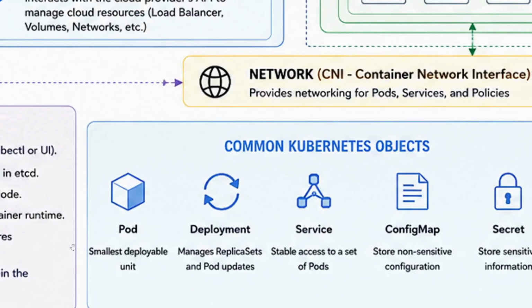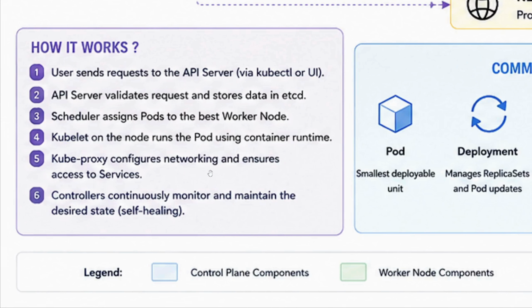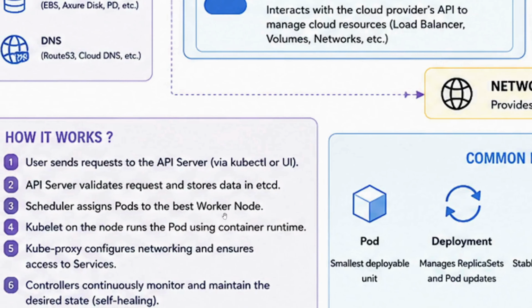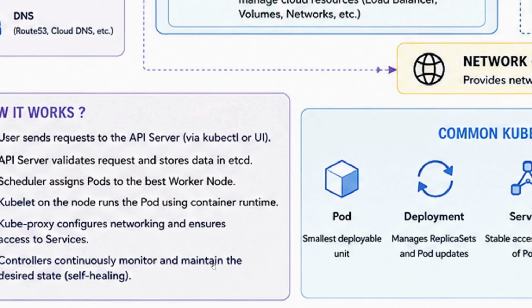So kubelet is basically running the pod in your worker node. It is making sure that the pod is running, and it also keeps checking the health of the pod and giving back the report about the pod. Kube-proxy configures networking and ensures access to services. You will understand about the services, etc., and the load balancing part in Kubernetes when we discuss Kubernetes services. And then controllers continuously monitor and maintain the desired state. So this is like self-healing. This is your controller part, the kube-controller-manager. So this is basically monitoring and maintaining the desired state.